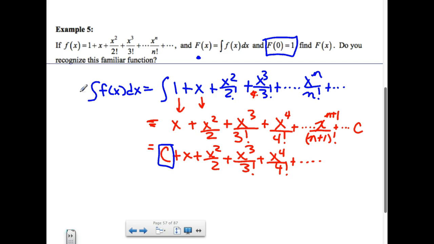So put that in the back of your brain. If they tell me a 0 has to give out a 1 in my function, right? What's C?